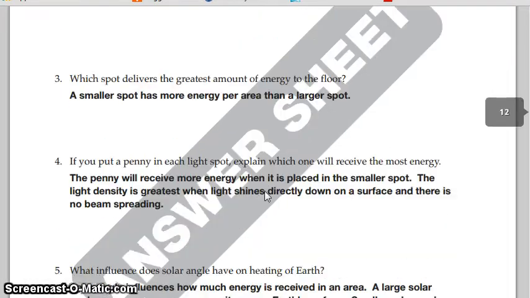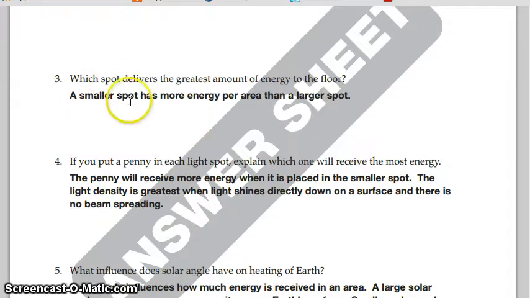Looking at question 3, which spot delivers the greatest amount of energy to, in this case, not the floor, but the chalkboard? They both deliver the same. The smaller spot has more energy for that area, but they both deliver the same amount of energy. It's the same flashlight from the same distance away. We used the meter stick, so we held the flashlight to the meter stick, so the light was held the same distance away from the chalkboard, so it's delivering the same amount of energy.